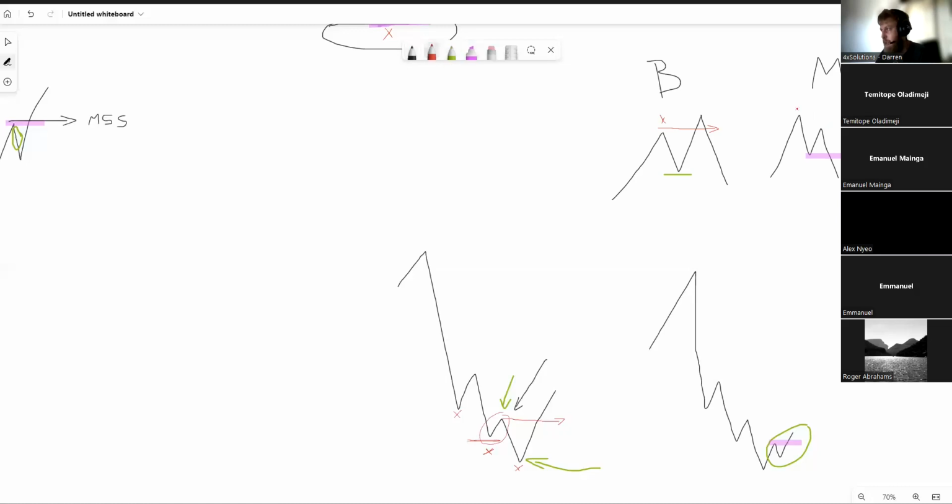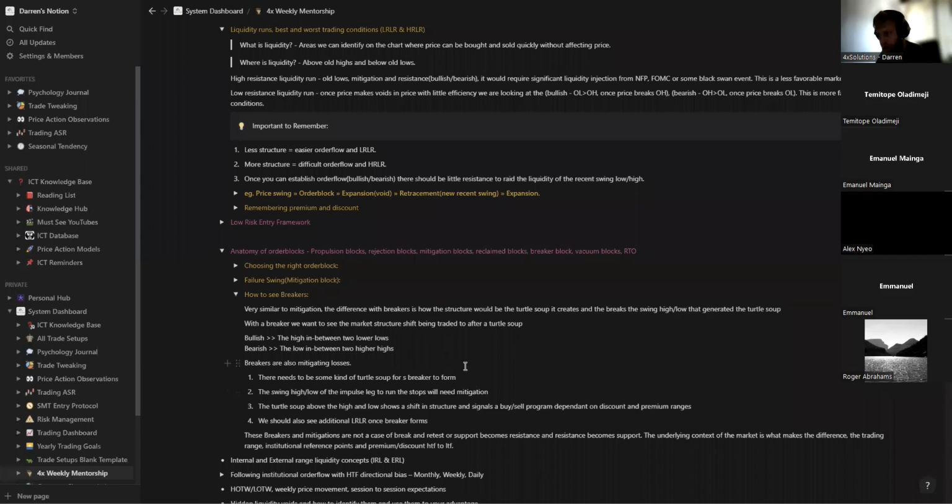So this one fails to grab the liquidity of this high and then breaks the market structure, or the shift in market structure shift, whatever interchangeable term you want to use, but I know it as market structure shift. That's what I personally use. If you want to use something else, that's up to you, but that is what I learned, and that is what ICT teaches: market structure shift. MSS.